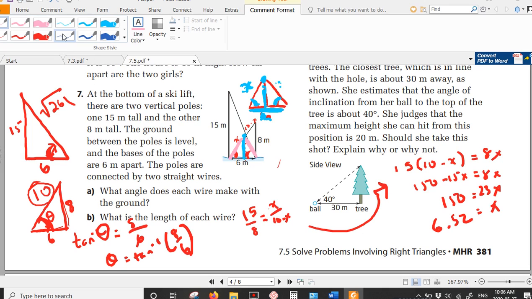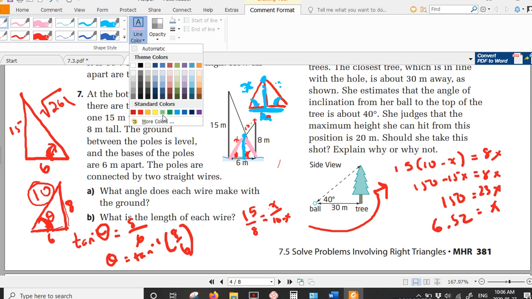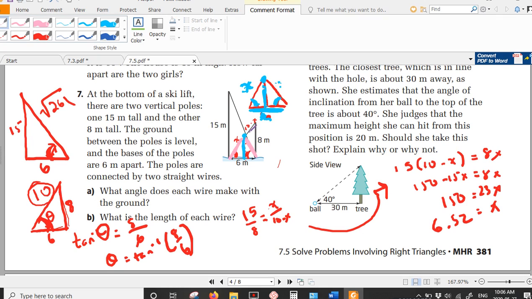How do I know that? Well, by angle, I know this angle is the same as this angle, and by the Z pattern, because they use the word parallel in here somewhere, two vertical poles, the level. Level means this is completely flat, which means this angle in here would be the same as this angle in here. So if I were to draw this triangle and overlap it with this one, if I flip this, then I can compare the side of 15 to 8, 15 over 8.